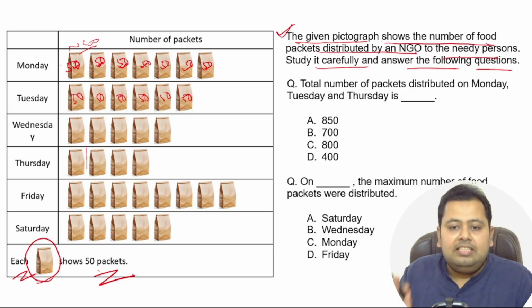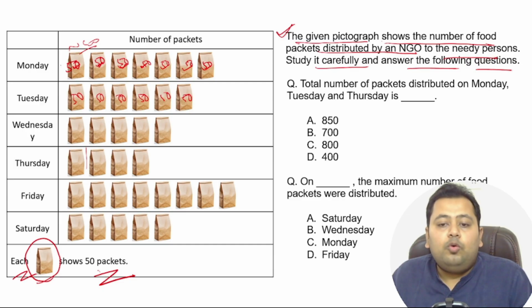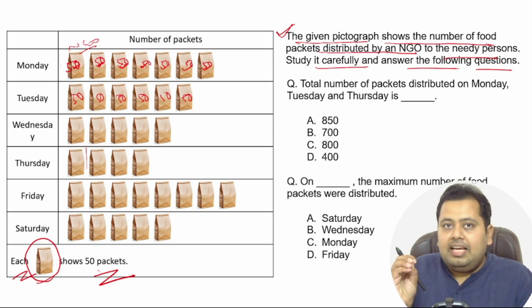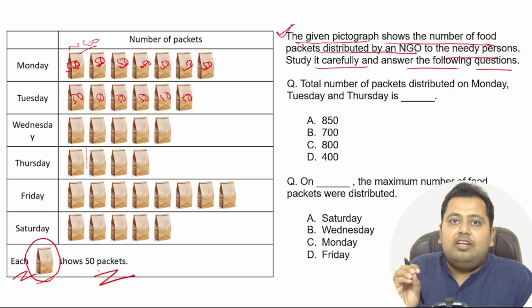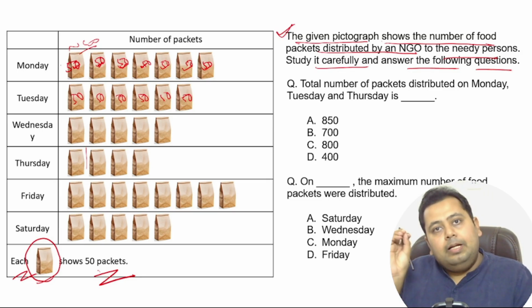Now let's go to the questions. So what they're asking is, what is the total number of packets distributed on a Monday, Tuesday and Thursday together, right? So what is that? You'll have to find it. I'll give you 5 seconds and I would request you to pause the video, solve it for yourself, and then we will get on to the solution.